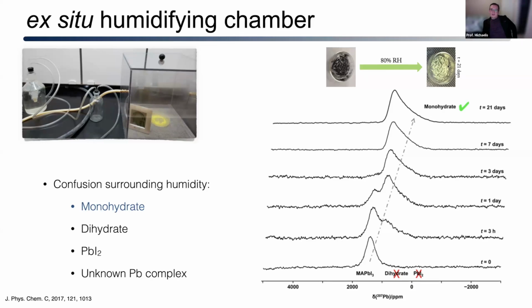And what happens over time is you get this yellow phase, and this yellow phase is the monohydrate phase. You can see here it occurs over a period of days to about a week, and that basically stays stable. Interestingly enough, if you heat this sample, it will revert back to the perovskite phase, releasing the water molecule. Okay, so that is a reversible process.